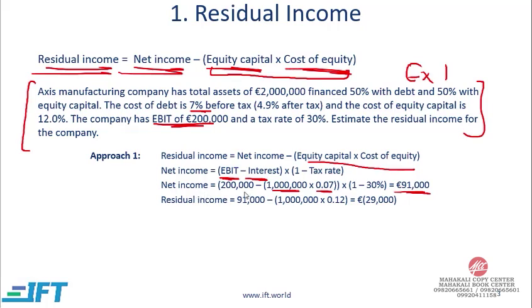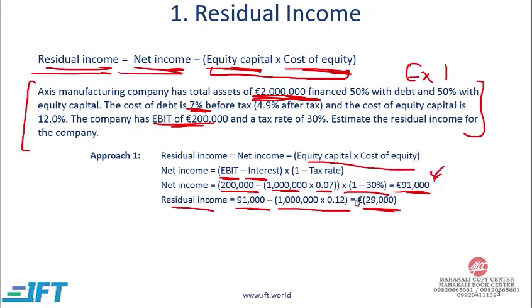So net income is EBIT minus interest, into 1 minus T. EBIT is 200,000. Interest is 1 million into 7%, from here into 1 minus T. So this is net income. Then residual income is the net income number minus the equity charge. How much equity do we have here? The equity is 1 million because it's 50% of the 2 million number. Overall residual income is a negative number, minus 29,000. So this means that when we consider the fact that our cost of equity is 10%, we are not doing very well at all.